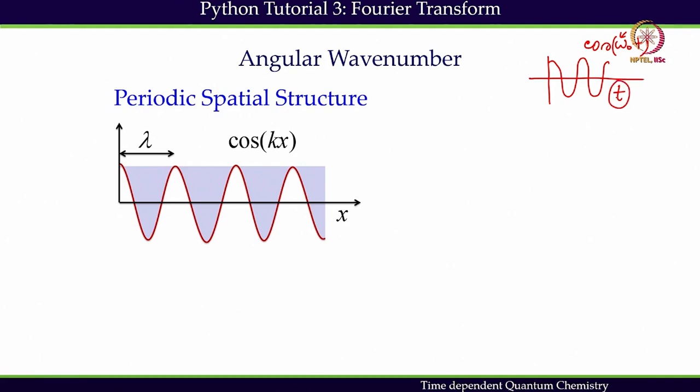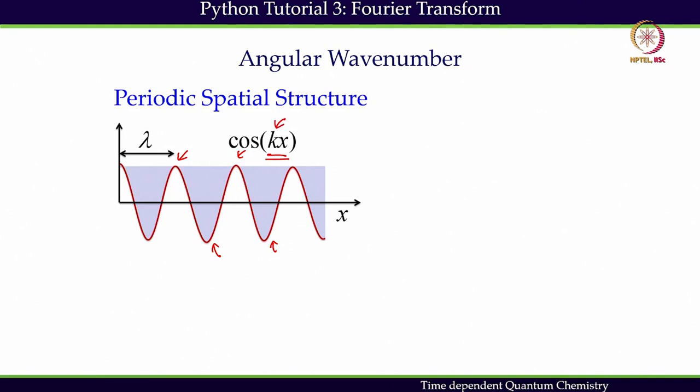Similarly, when you have a spatial structure, say a two dimensional spatial structure x y, one can think of a periodic variation. On the x axis, let us say there is a hill, and then a valley, then a hill, then a valley. This is the way a periodic structure changes in space. And how quickly the change is happening is controlled by this k value.